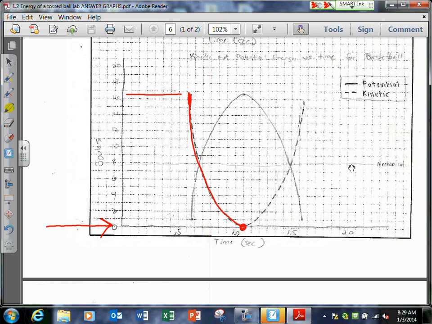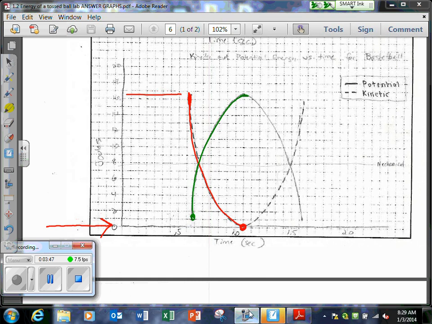Does that make sense? But at the same time, what did you see happening? You saw that you have this potential energy getting bigger and bigger. So this is an introductory lab. If you remember potential energy from physical science, it's the positional energy, or a potential to do work, or potential to have kinetic energy if released.